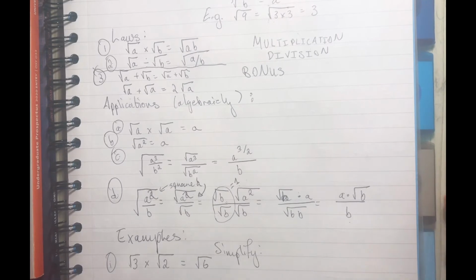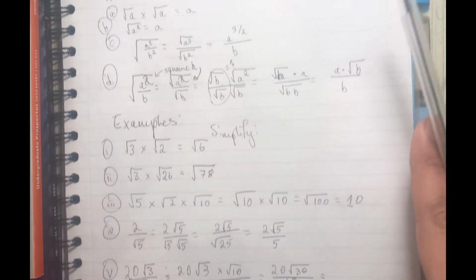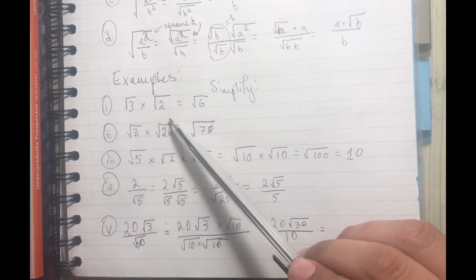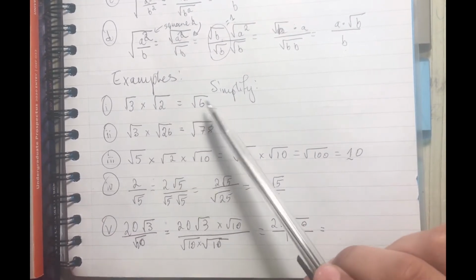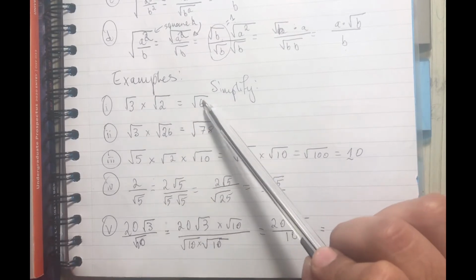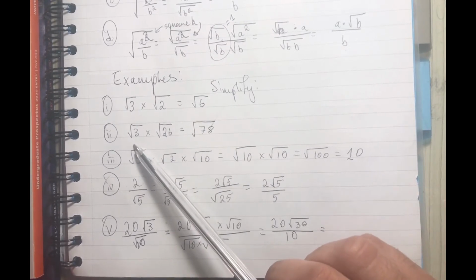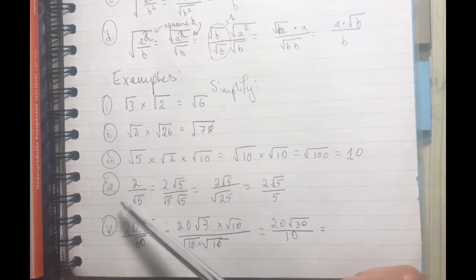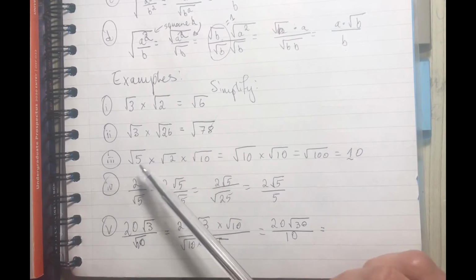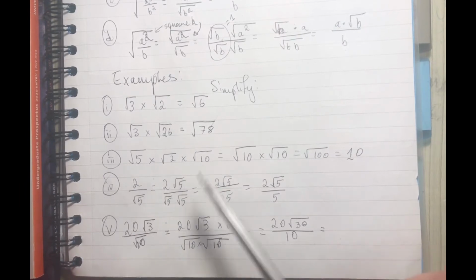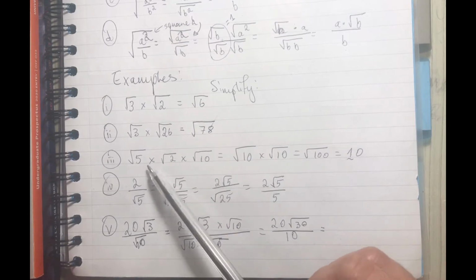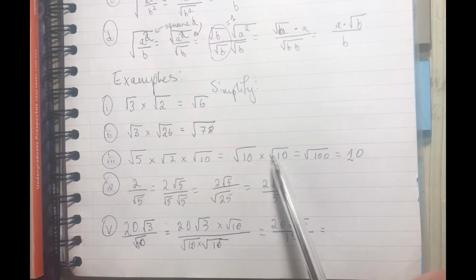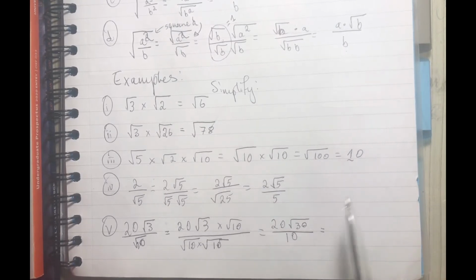Examples of this. Well, examples of just surds in general. Here we have root 2 times root 3. We just multiply what's inside and you'll end up with root 6. Root 3 times root 26 will give you root 78. Root 5 times root 2 times root 10. We're going to do it one by one. So 5 times 2 is 10. 10 times 10, well, root 10 times root 10 is root 100, which is just 10.